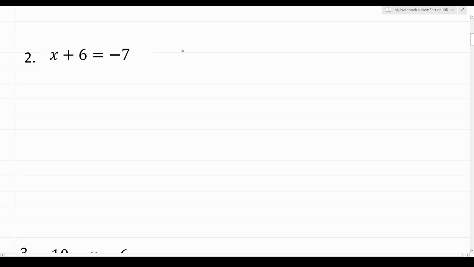All right, so number 2 says x plus 6 equals negative 7. Not surprisingly, I'm going to get started by copying this one off to the side. We have x plus 6 equals negative 7. And remember, our goal is to find a value of x that makes this equation true. And our method says to use addition, subtraction, multiplication, and division in order to isolate our variable.